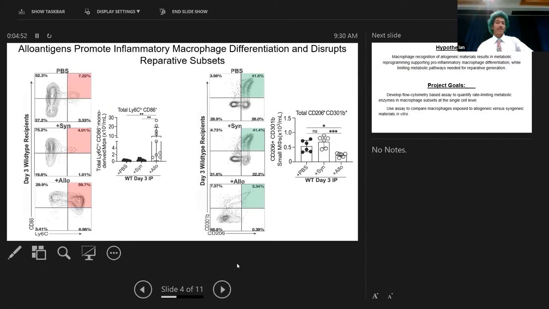So the results of his experiment were here. If you look at the bottom left in the red box, the allogeneic materials, which are again non-self, expressed more Ly6C and CD86, which were markers for glucose. So uptaking a lot of glucose and likely using glycolysis, whereas in the CD206 and CD301B samples, which were reparative, they uptook very little fatty acids compared to the syngeneic and the no treatment cells.